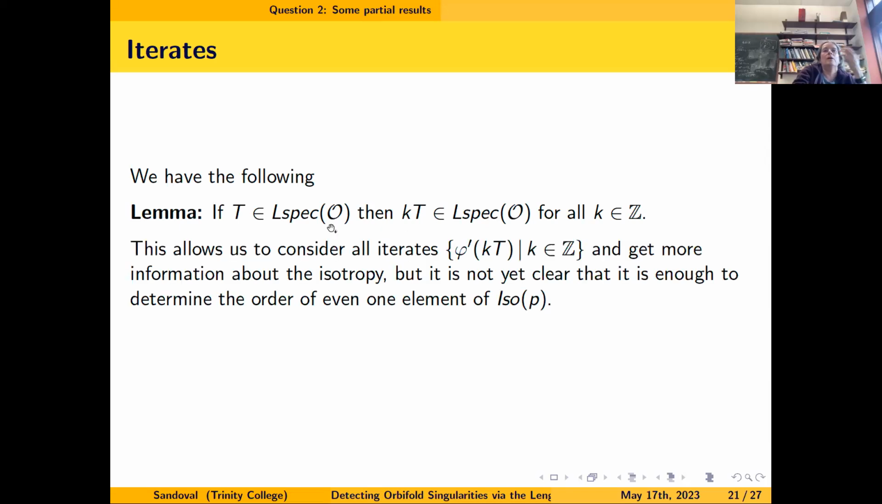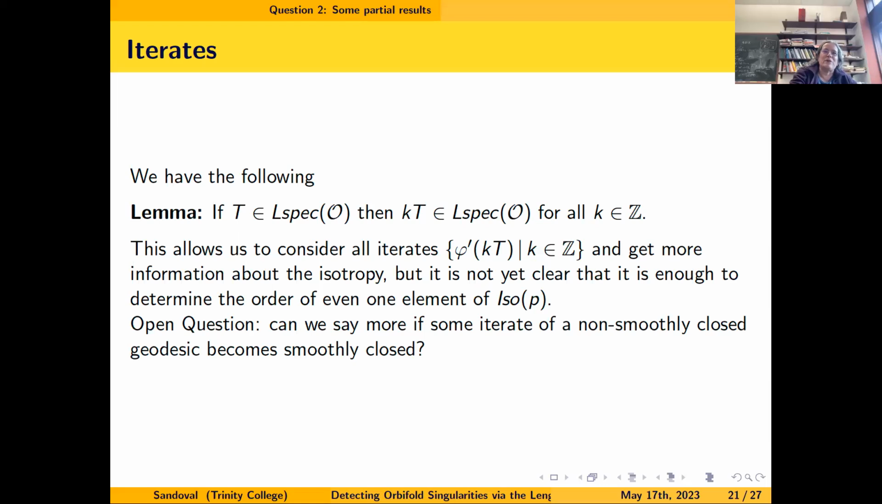Okay. But we can look at iterates, and we can look at the vectors, the tangent vectors to the geodesic, to get more information of the isotropy. But it's not yet clear enough that that's enough to determine the order of even one element of the isotropy of P. Unless, of course, the isotropy is of size 2 or something very small. So it's a little bit of an open question here.